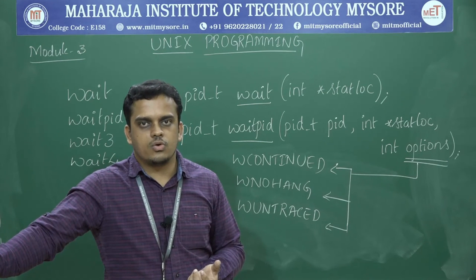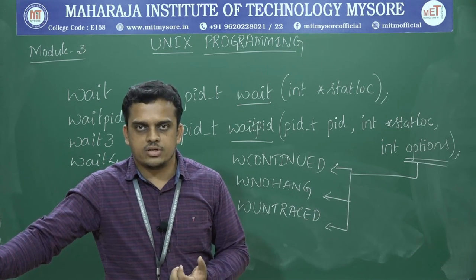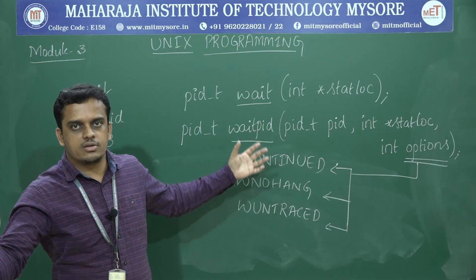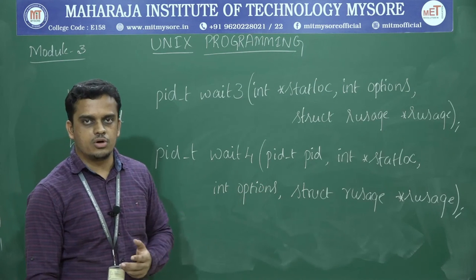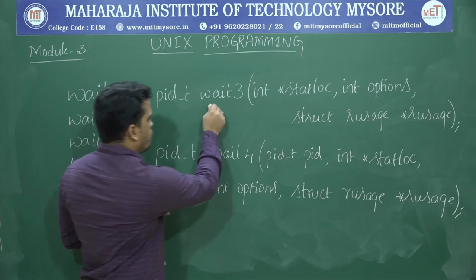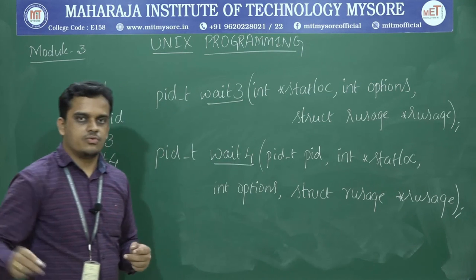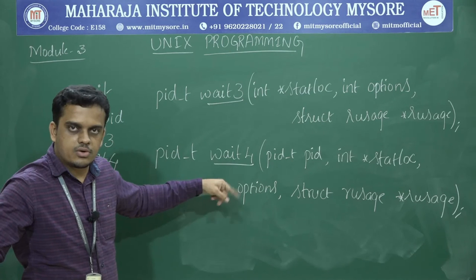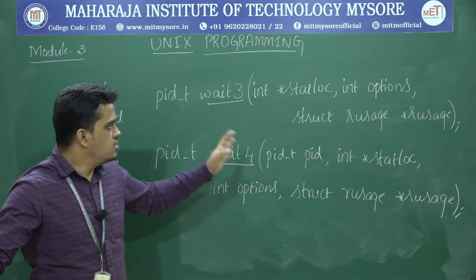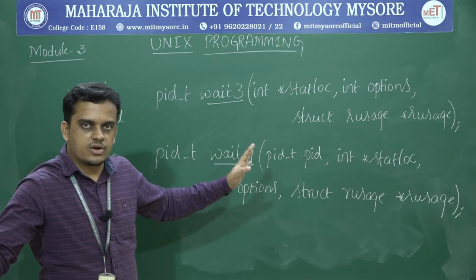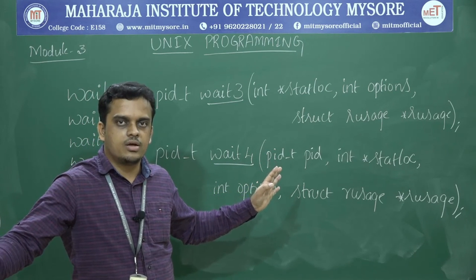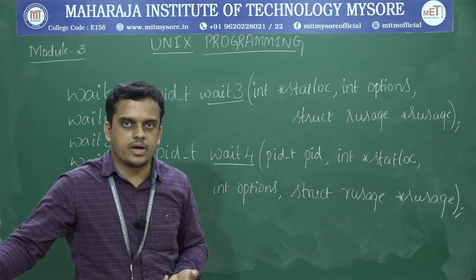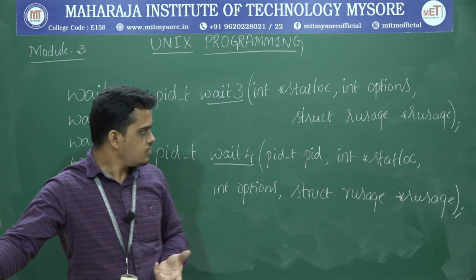Now let us know more about what wait3 and wait4 are all about, and how exactly wait3 and wait4 differ from the wait and waitpid functions. These are 2 more variants of the wait function, that is wait3 and wait4. So wait3 is very similar to the wait function, and wait4 is very similar to the waitpid function, but the only difference is these 2 functions have an extra argument which will give the information about the resources used by that process during its existence.